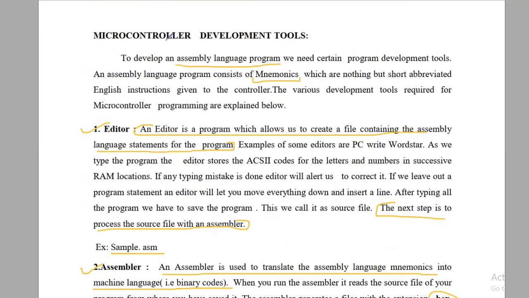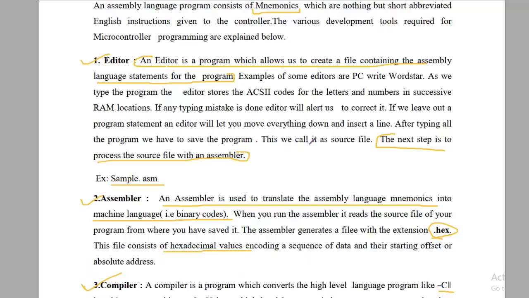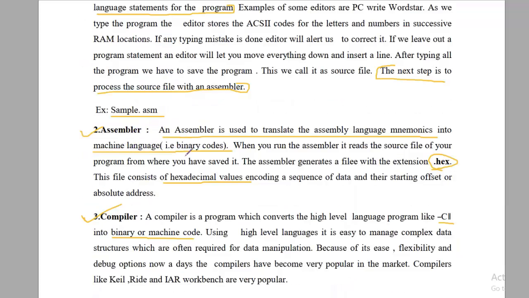If you want to do programming in a microcontroller, then you need these development tools. One is the editor, in which you can create an assembly language program. The next step is to process this program with the use of an assembler. Your program will have the .asm file extension. After going through the assembler, it will be converted to machine language, or binary codes, and it will have the .hex extension.